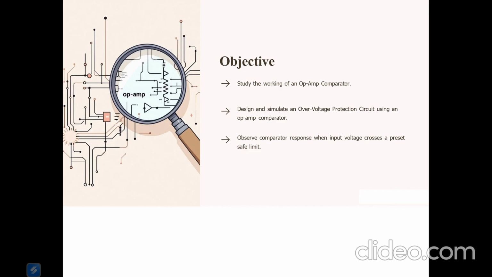And the next slide is objective. The main objective is to study how an op-amp comparator works and design a circuit that can sense when voltage becomes too high. We also observe how the output changes exactly at the threshold.